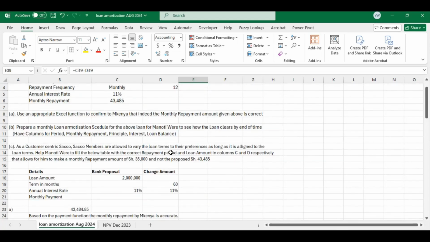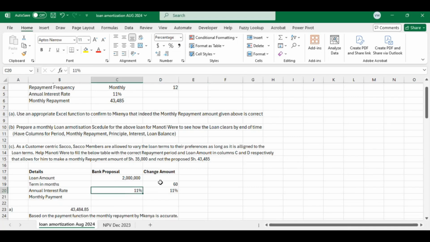So part C, we are told that as a customer-centric SACCO, members are allowed to vary their loan terms to their preference as long as it aligns to loan terms. Help Manoti Were to fill the below table with the correct repayment period and the loan amount in column C and D respectively, that allows him to make a monthly repayment amount of 35,000 and not 43.